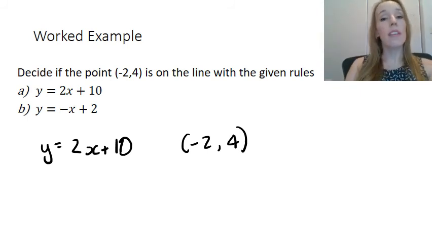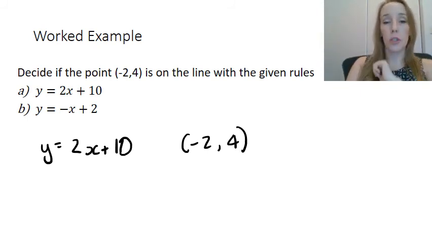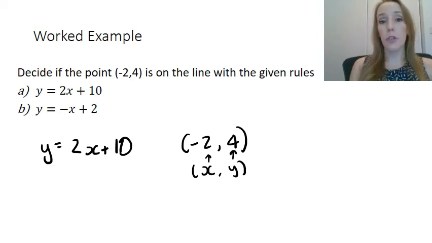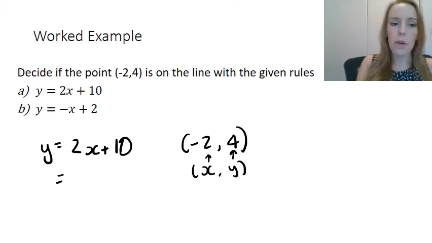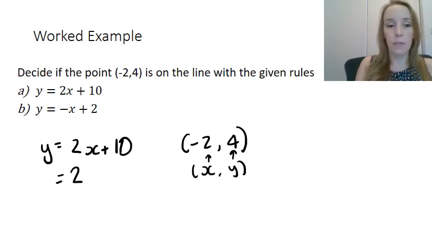Or there is an easier way where we can actually just substitute these values in, because we know coordinates are given in the x, y format, so we know a value for x and we know a value for y. So we can substitute those in to see if they would fall on the line that could be plotted with those rules. So what we do is we substitute in our x value. So the rule is 2x plus 10, and in this case, x is going to equal negative 2. So 2 times negative 2 plus 10. So we're going to solve that.